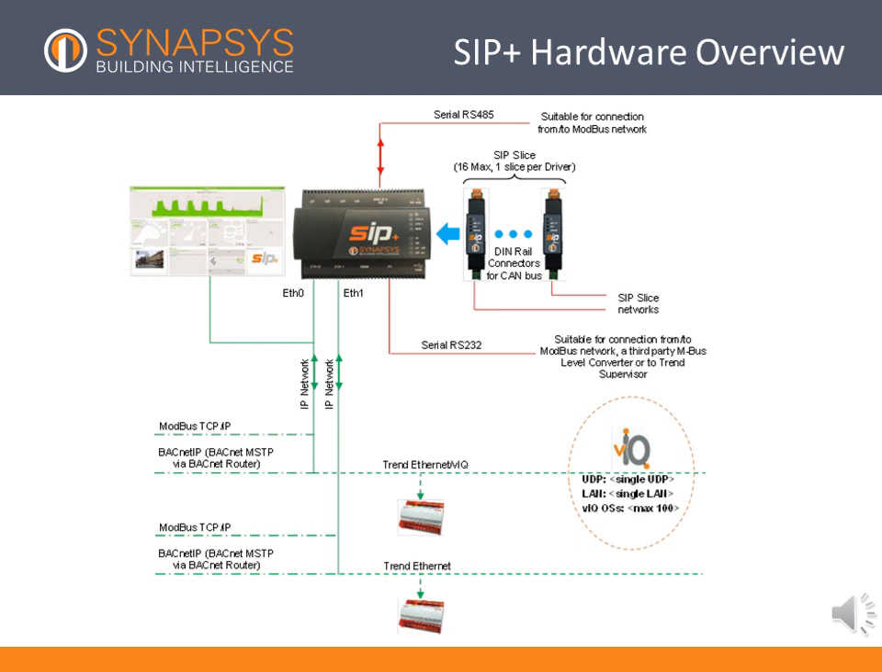The various network connections for the SIP+ can be seen in the diagram. Slices can be connected to the right side on the DIN rail, adding additional MBus or Modbus networks. The RS485 port connects out of the top, the RS232 out of the bottom of the hardware, and both Ethernet ports on the bottom left of the SIP+.